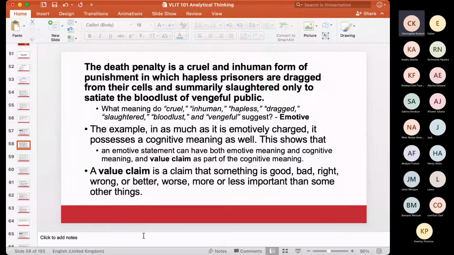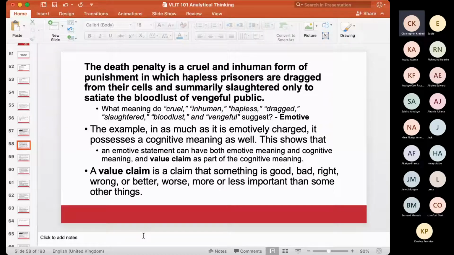So let's look at this famous example. And this example is in your textbook. I actually took it from the textbook that I gave you, A Concise Introduction to Logic, by Hurley. So this is it. It says: the death penalty is a cruel and inhuman form of punishment in which helpless prisoners are dragged from their cells and summarily slaughtered only to satiate the bloodlust of a vengeful public.